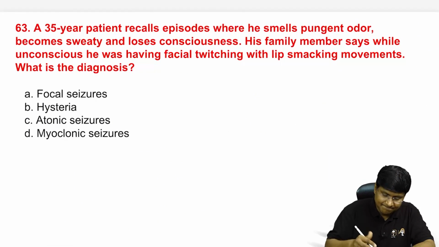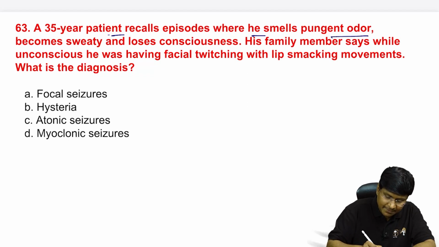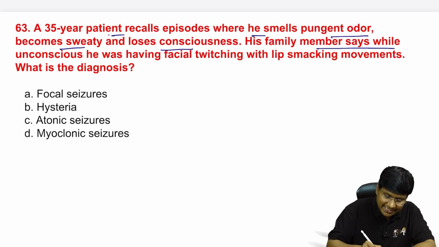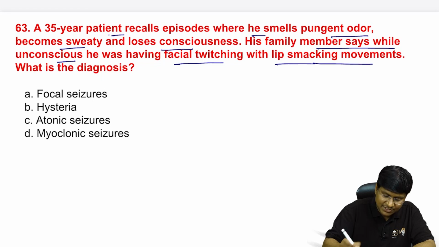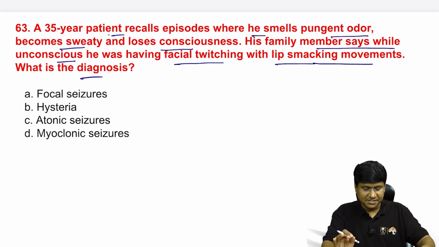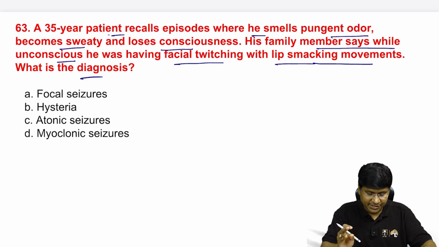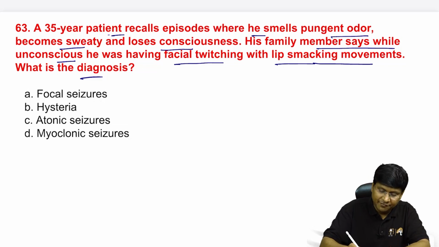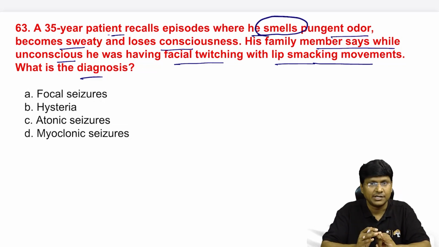And if you see the next question, a 35-year-old patient recalls episodes where he smells a pungent odor, becomes sweaty, and loses consciousness. His family member says while unconscious he was having facial twitching with lip smacking movements. What is the diagnosis? The options are focal seizures, hysteria, atonic seizures, and myoclonic seizures.